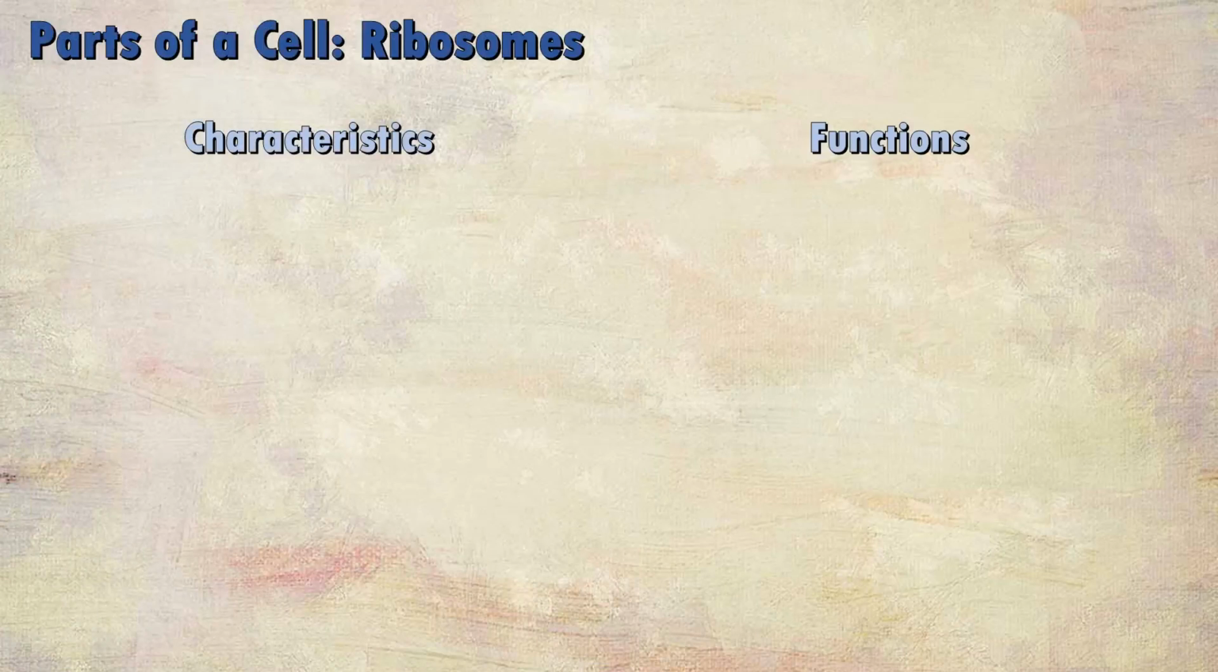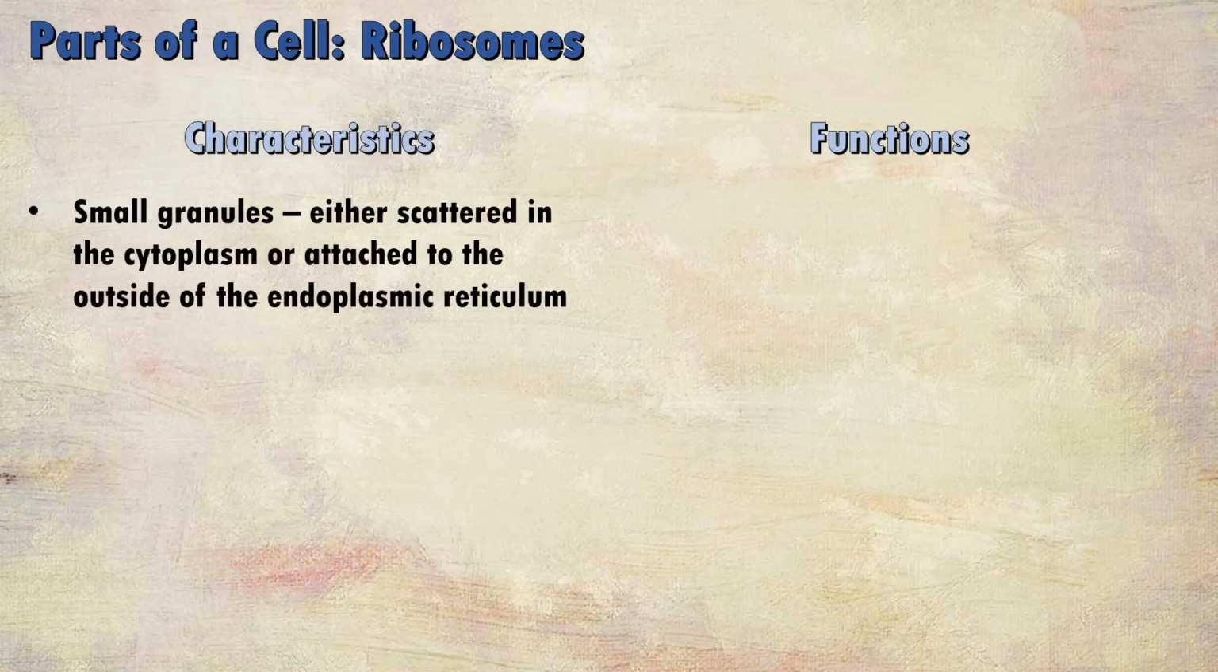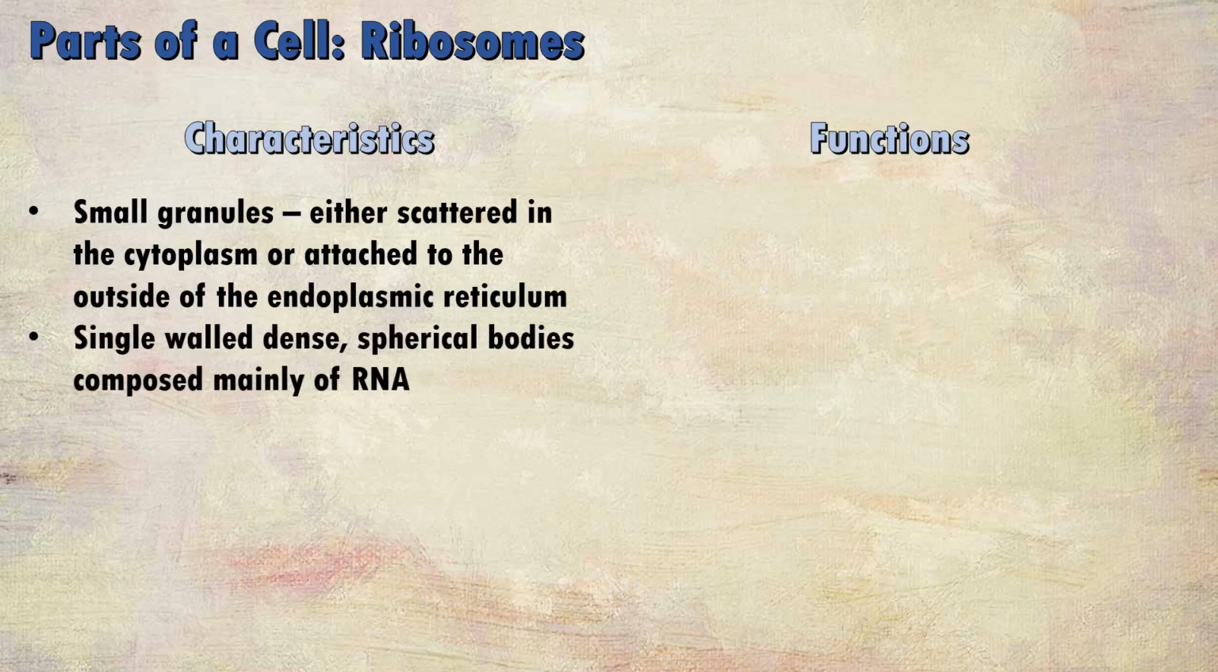Next is ribosomes. Characteristics: they are small granules, either scattered in the cytoplasm or attached to the outside of the endoplasmic reticulum. They are single-walled, dense, spherical bodies composed mainly of RNA. The only function of the ribosomes is protein synthesis.